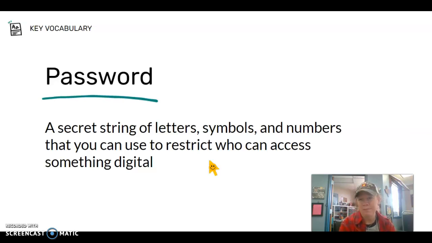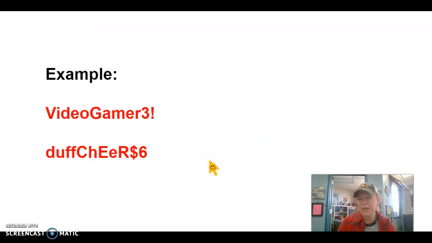You want to use something that is completely unique and different, and it's going to be very hard for people to guess. So here's a couple examples that I came up with. Let's pretend that you really like video games. Maybe you're a video game person. So here I created this password where the password is video gamer 3, because maybe I have three different systems. Like I have a Wii, a Switch, and an Xbox. So I was like, well, I've got three different things at home.